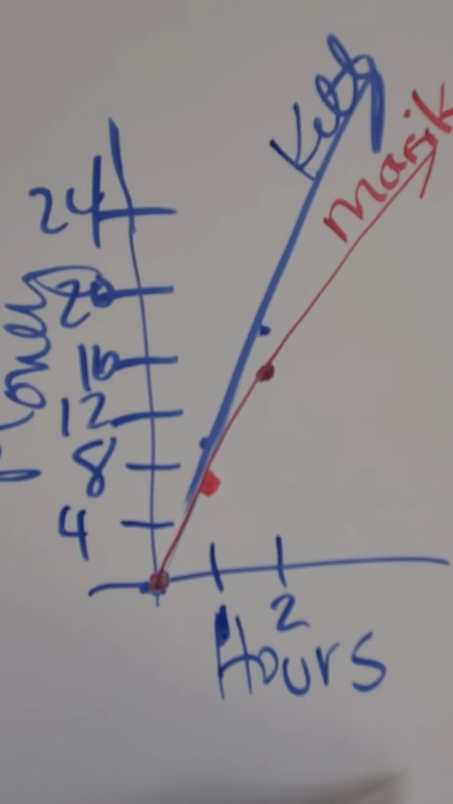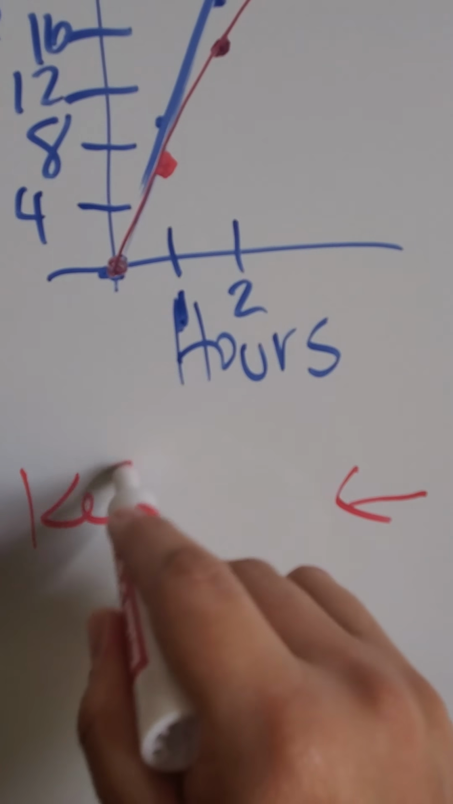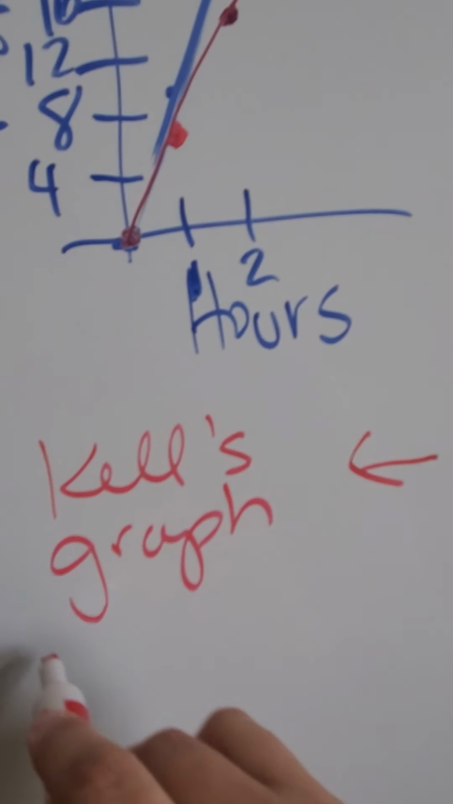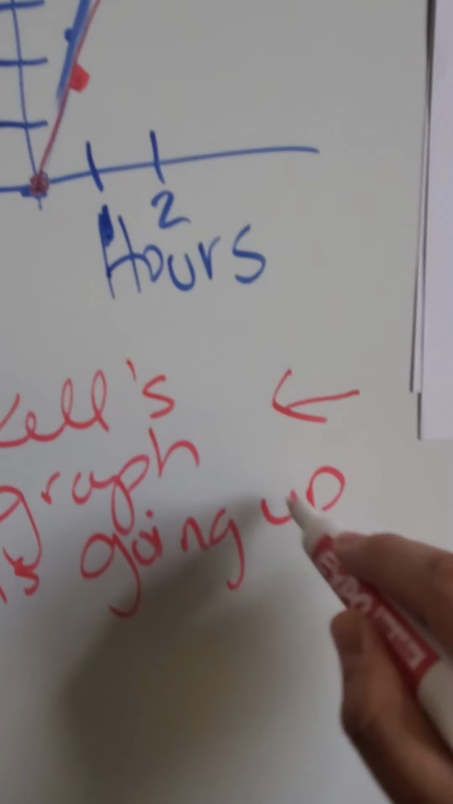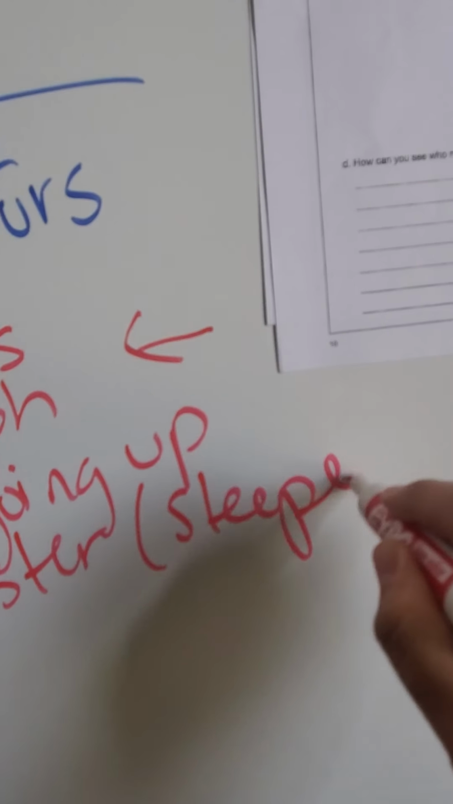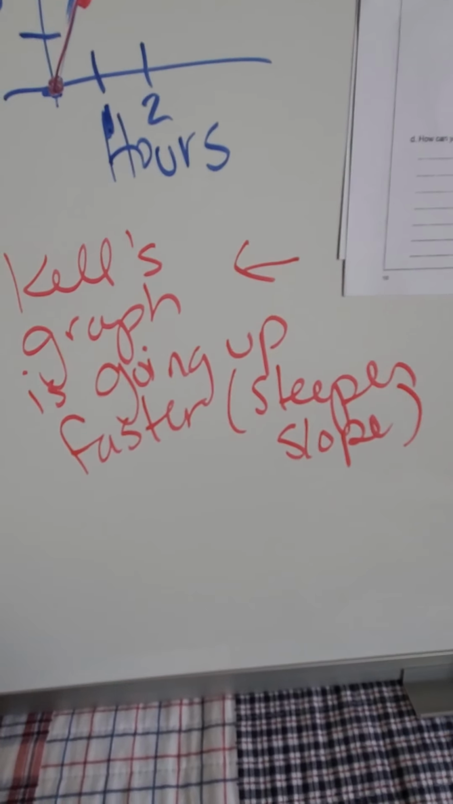So, last question. How can you see who makes more per hour just by looking at the graphs? Explain. Okay, so if I look at those graphs, what do I notice? I notice that Kale's graph is going up faster. Okay, or in math language, steeper slope, right? So that would tell me that Kale makes more an hour.